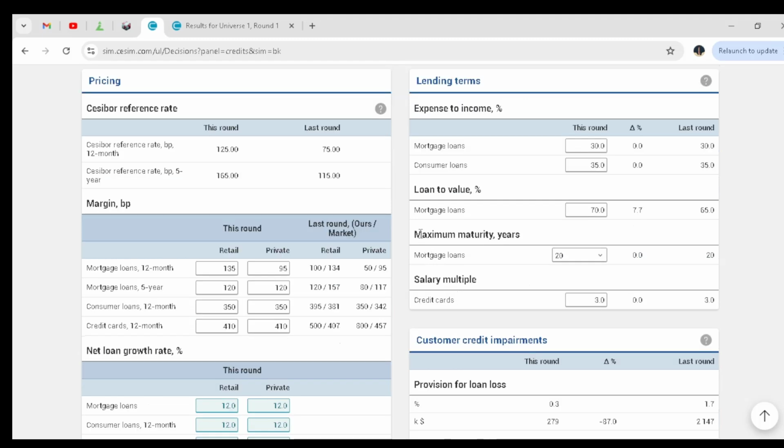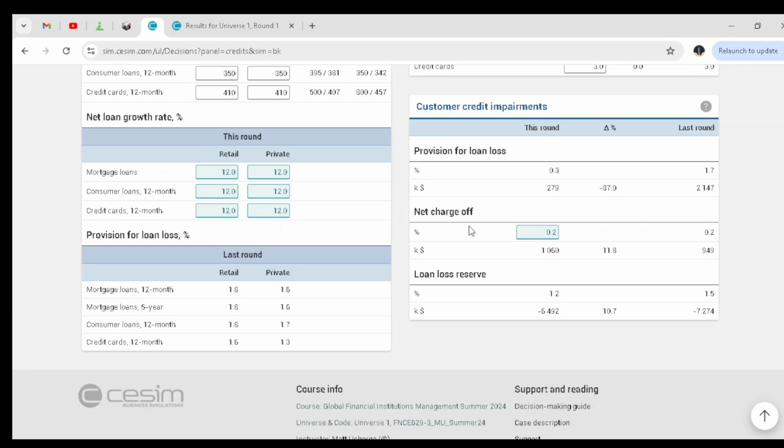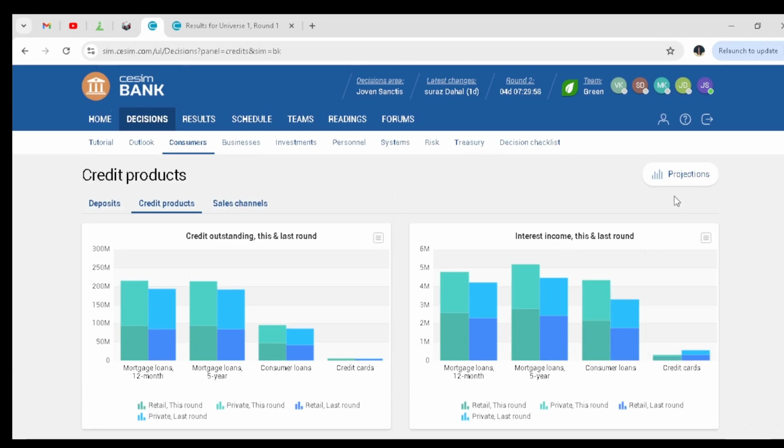You have the maximum maturity years for the mortgage loans. We shall just give it 25. And lastly, we have the salary multiple, whereby we have the credit cards, whereby you're just going to maintain it at 3. Down here, you have to make an estimation for the net charge-off, and for the net charge-off, we shall just maintain it at 0.2. Back to the top, we check our predictions.